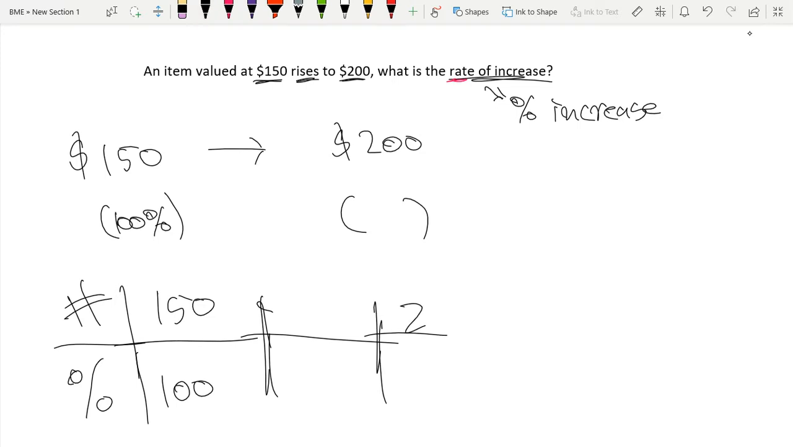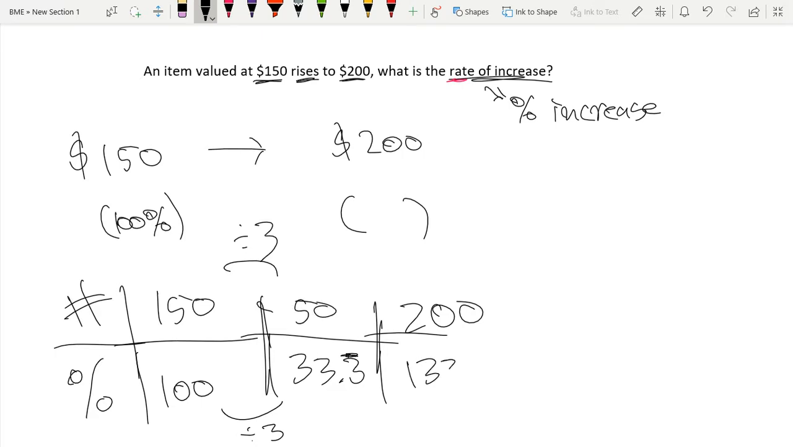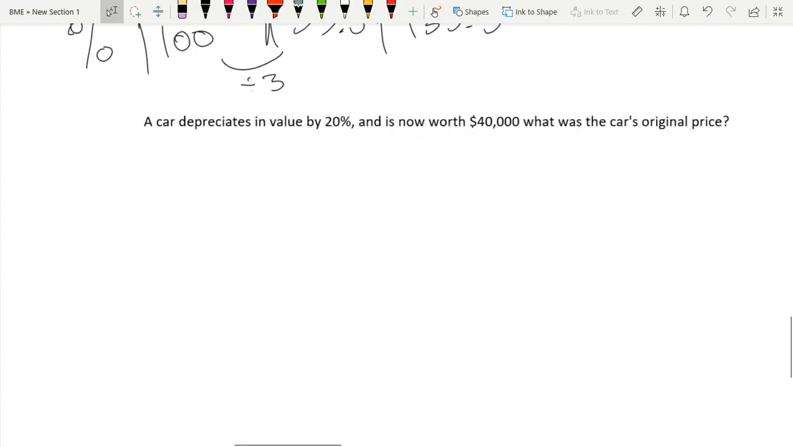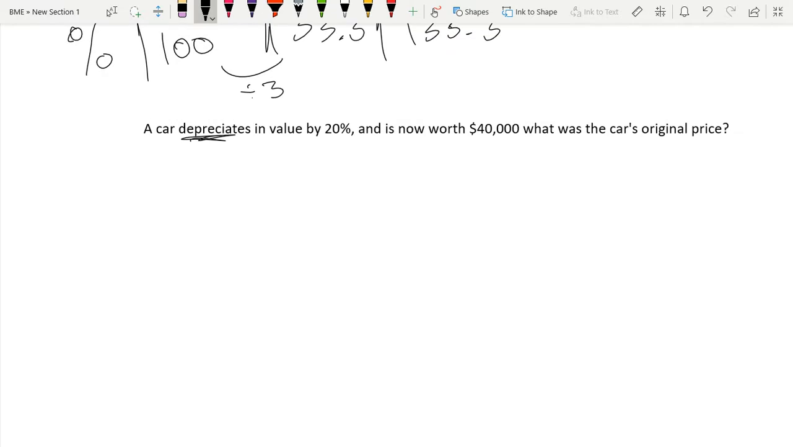So we can just divide both sides by 3. Now we get 33.3 with a line on top, so the 3s are just going on forever. That's what this means, and this is 50. Now if we times by 4, we get 133.3% increase. So the rate of increase was 133.3%.